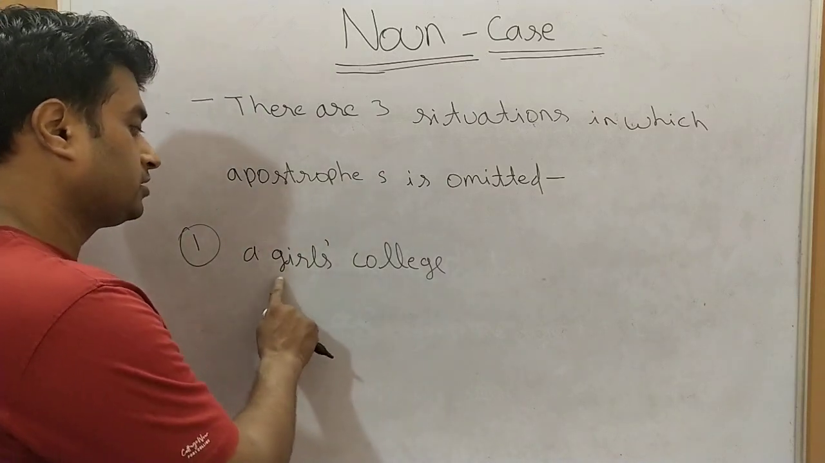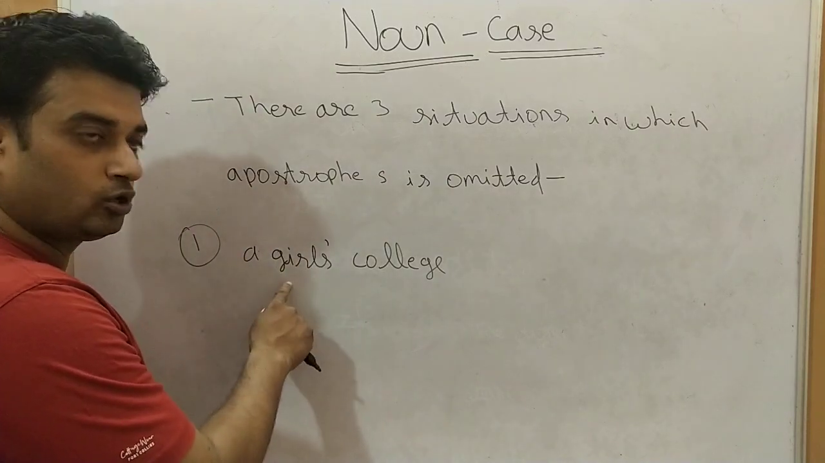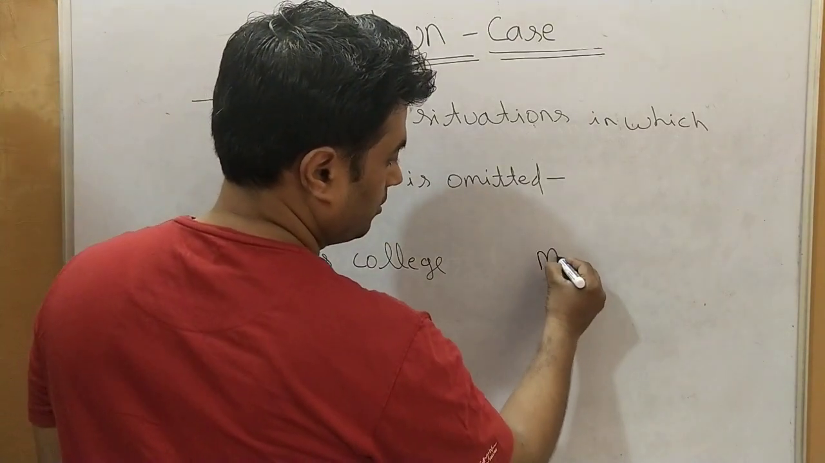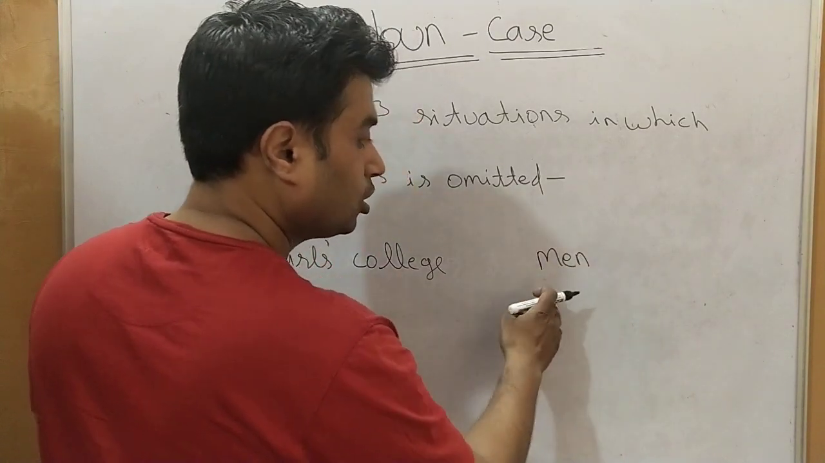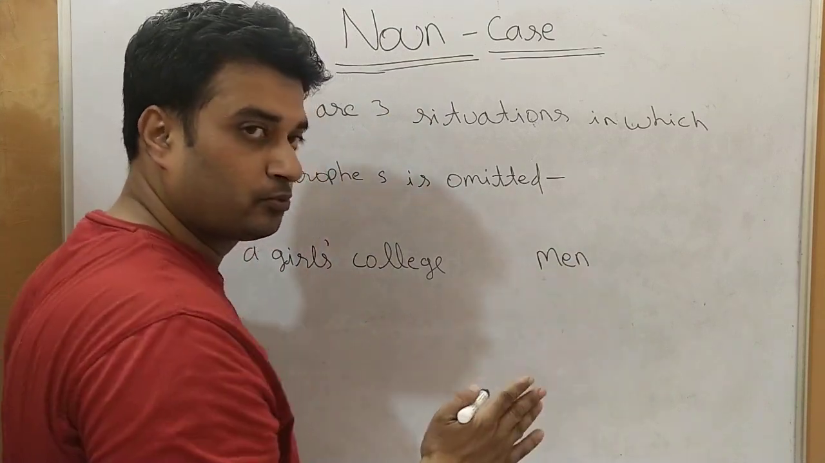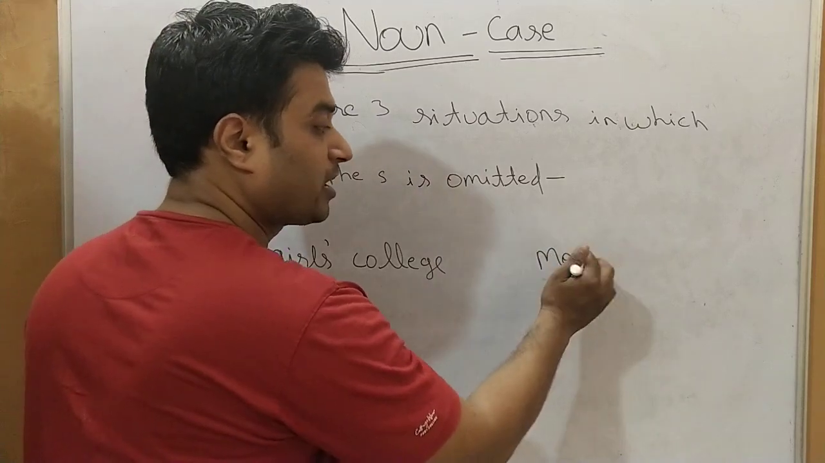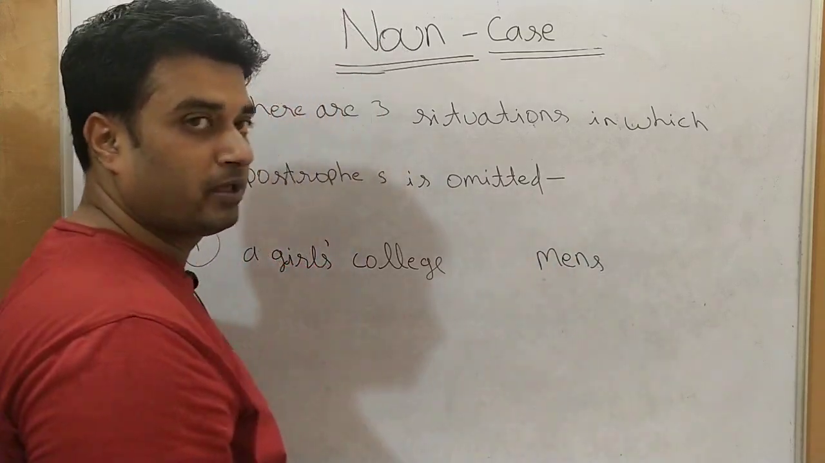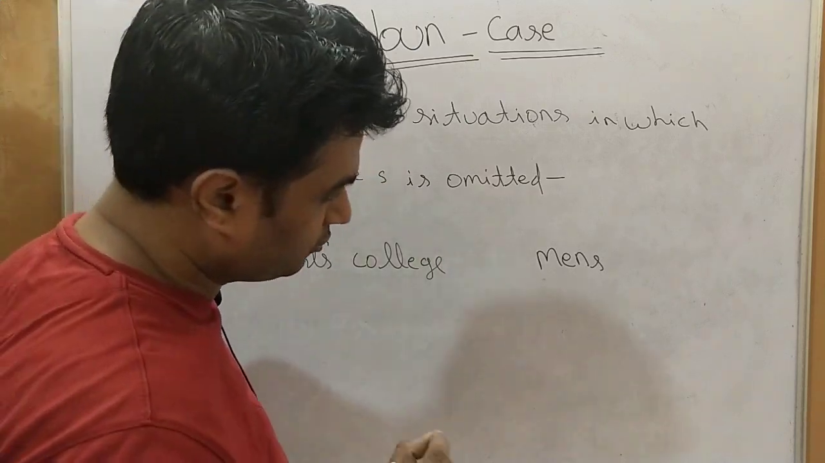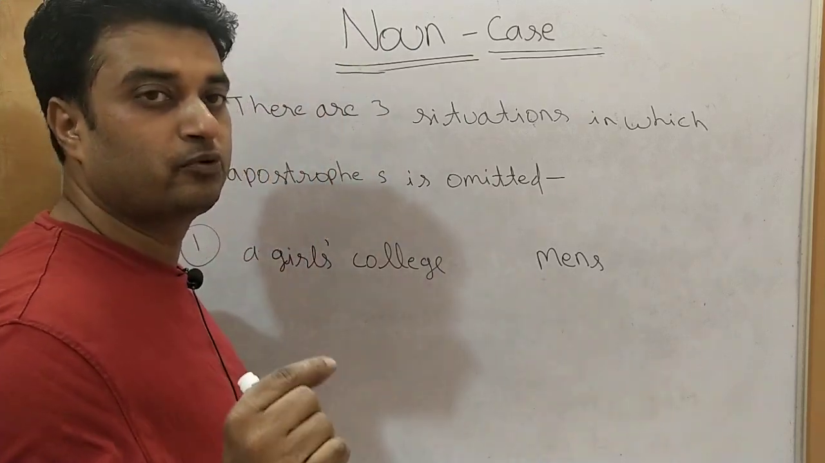Kyun? Kyunki jab koi noun plural mein ho aur wo s mein end ho rahi hai. Jaise agar main kahun men's college, to ye plural to hai, but it is men, this word is in the plural form, but it does not end with the letter s. We cannot say men'. Man is the singular form. Men is the plural form.